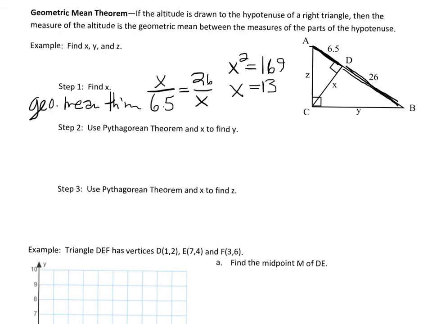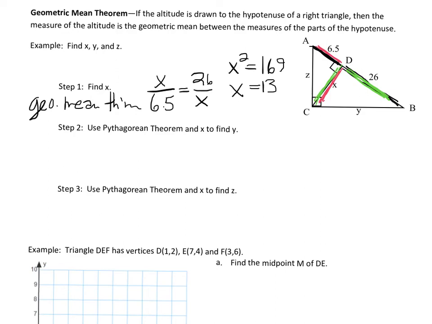I could have also thought about it as the two similar triangles and said that this leg over this leg should be similar, so the longer leg over the shorter leg should be similar to the longer leg here over the shorter leg here, and I could set that up the exact same way. So it's whichever way you want to think about it. And step 2 is to use the Pythagorean theorem to find y and z.